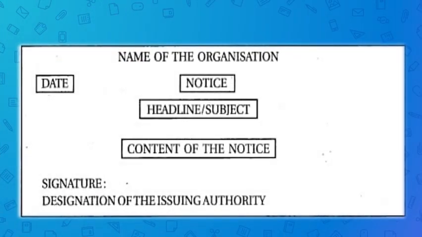Okay, now the format of a notice. As you can clearly see in front of you, it has to have the name of the organization on the very top, followed by notice in capital letters, then the date. The date can be either on the left hand side or the right hand side, followed by the headline, the topic, or the subject. Then coming down to the content, at the end we have the signature or the name and the designation of the issuing authority. So all these things together is the format of a notice.